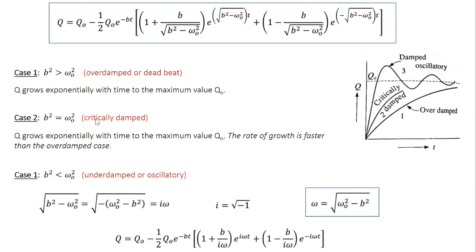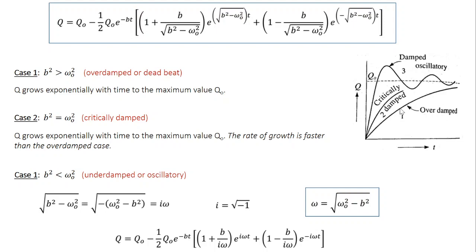This is known as critically damped condition. Once again, if you apply the limits and look at the behavior of the function, you will find that the charge is exponentially growing from q equal to 0 to q equal to q naught, just that the rate of growth is much faster than the overdamped condition. Okay, so this is clear from this diagram.